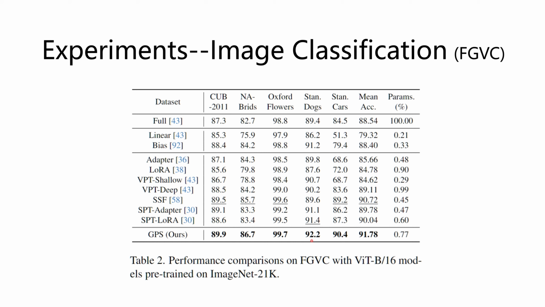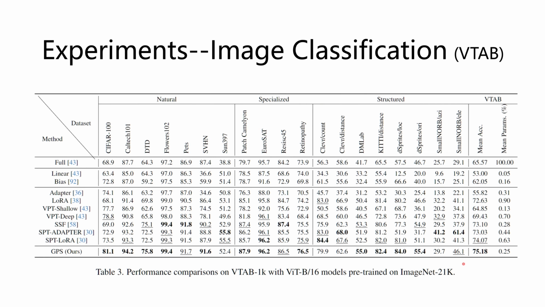And let's see how our method works. This is the image classification benchmark FGVC. As we can see, our method achieved the best result over all 5 tasks. And this is another image classification benchmark, VTAB. It contains 19 tasks. For most tasks, our method achieved the best, and our method achieved a 1% improvement on average accuracy compared with the SOTA.